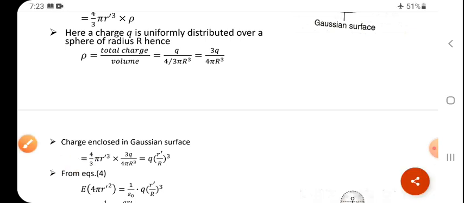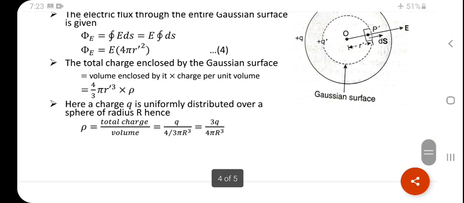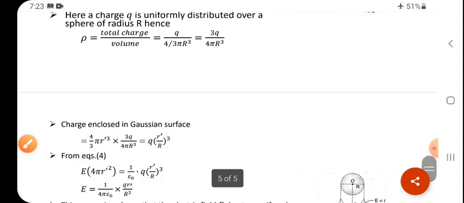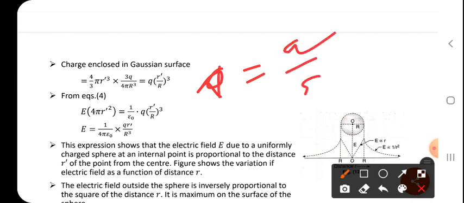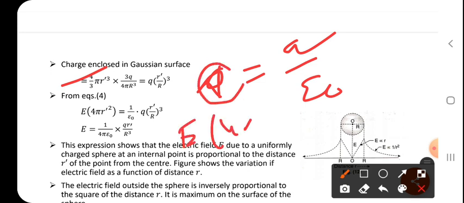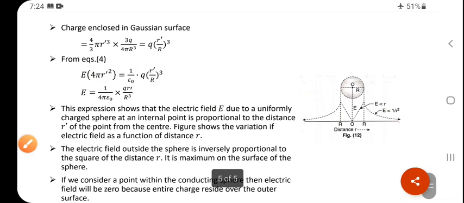Okay, and from equation 4, the phi term is there. And finally what we write, phi is equal to q by epsilon naught. This is the q term. Okay, already phi from that, E is equal to E into 4 pi r dash square. So this is this one, and it is the q term, 1 by epsilon naught. Okay, and now cancel terms.